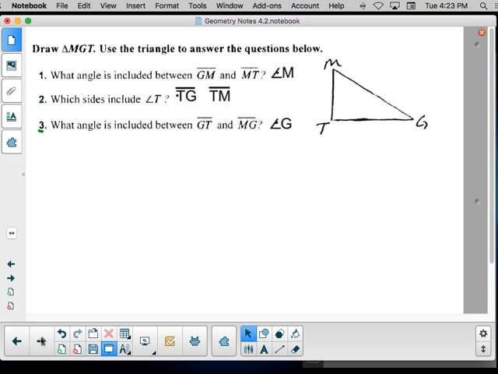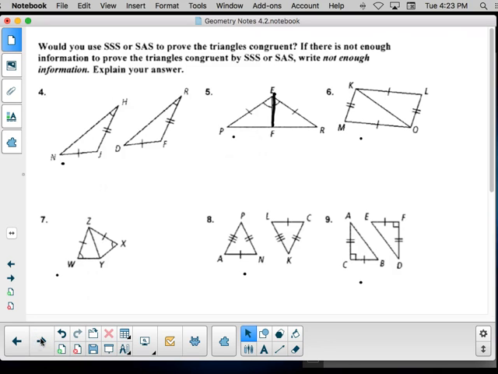Which sides include angle T? And that's side TG and side TM. And what angle is included between segment GT and segment MG? Angle G. That's included. Next, would you use side, side, side, or side angle side to prove the triangle congruent? If there's not enough information to prove the triangle is congruent by side, side, side, or side angle side, write not enough info.